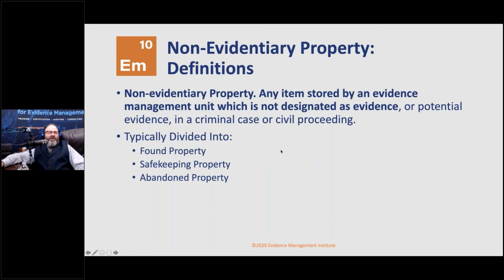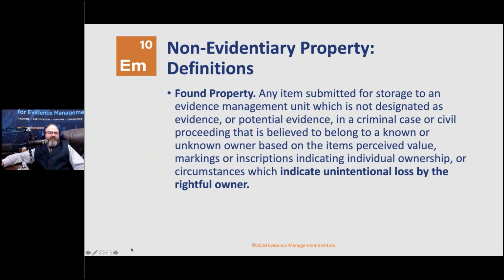We divide non-evidentiary property into found property, safekeeping property, and abandoned property. We use those three distinctions and definitions because they give us guidance on what to do with each type. Found property, just quickly defined, is something that somebody picked up somewhere that has an unknown owner, and that we believe still has an owner who may want that property. That is a cliff-noted, butchered version of found property, but it's basically exactly what you'd say it is. Somebody found it, it doesn't belong to them, it belongs to somebody. It's property that indicates unintentional loss by the rightful owner.